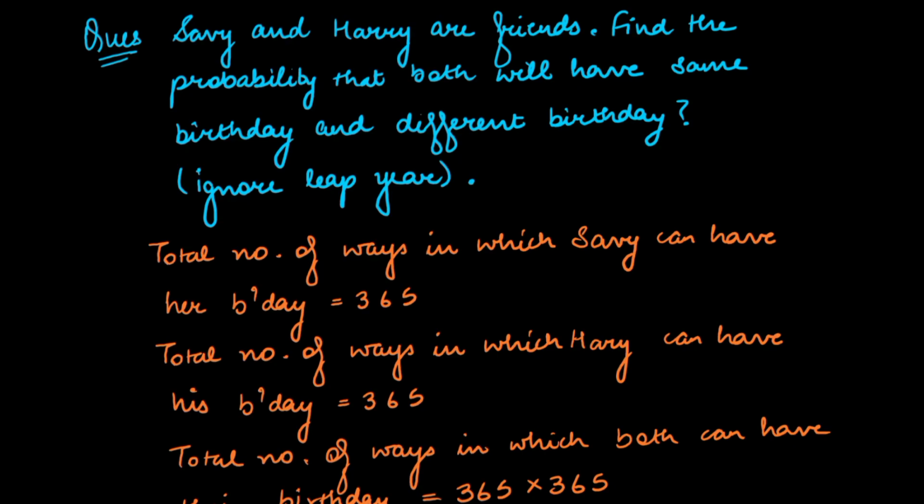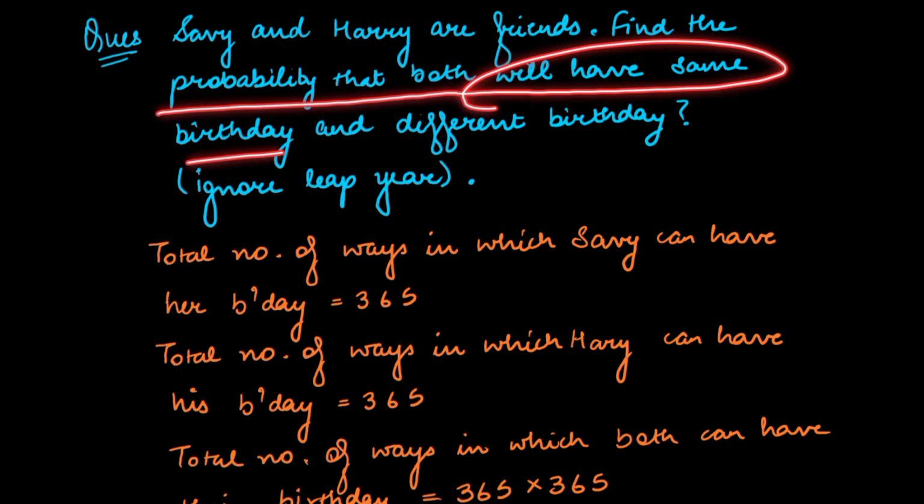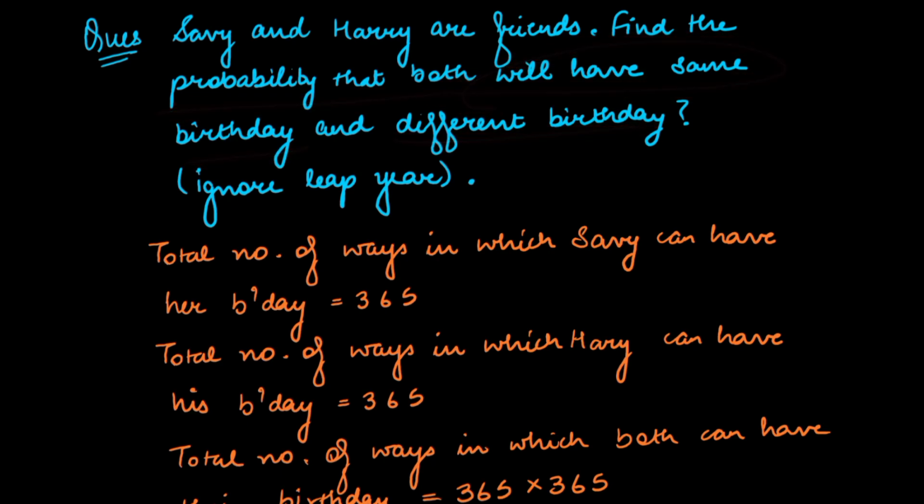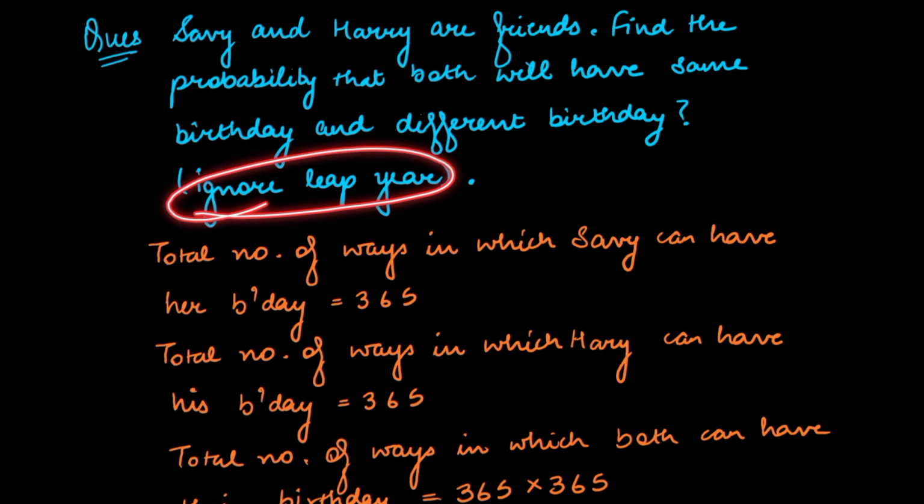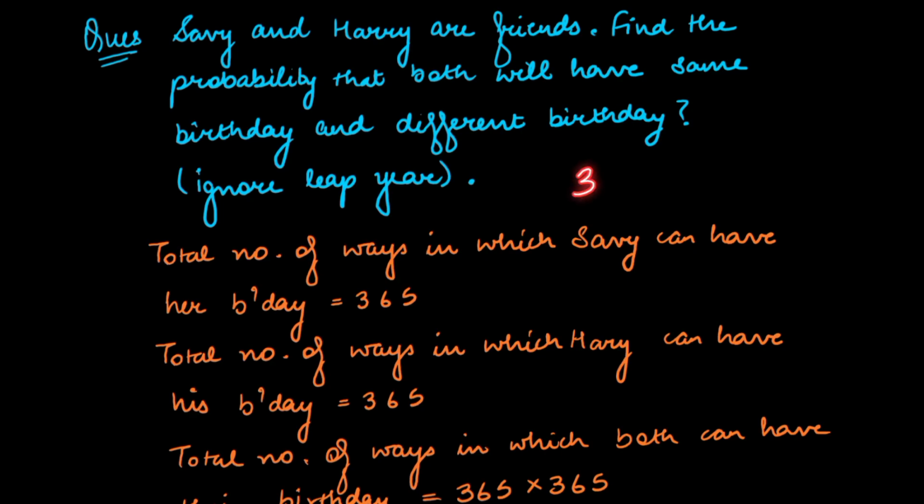First question for today is, Savvy and Harry are friends. Find the probability that both will have the same birthday and different birthday. Ignore leap year. So here we are simply given that we do not need to consider the leap year. So except leap year, how many days are there in a normal year? In a non-leap year, there are 365 days.